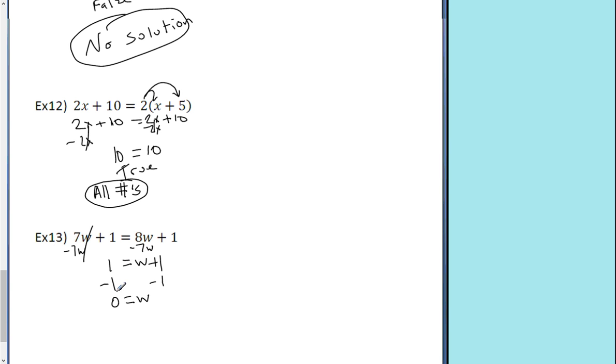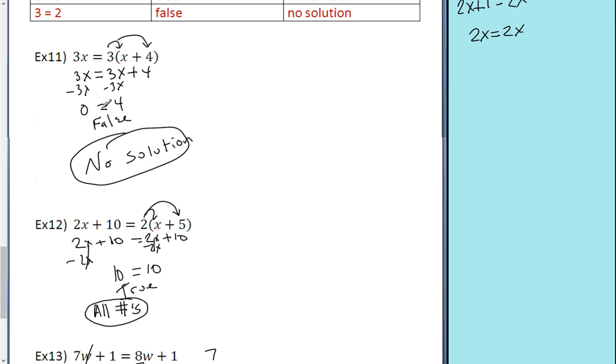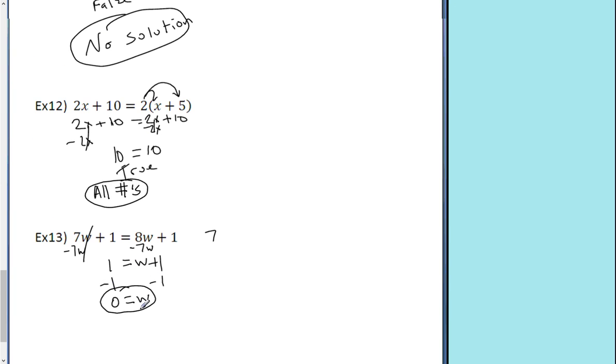Now some people will look at this and say that's no solution. It does have a solution. This is not no solution. There is a number that works, but the number that works is 0. In fact, you can test this one. The variables did not go away. Notice the variable is still there. In these other two examples, the variable went away here, the variable went away there. In this example, the variable did not go away, so it does have an answer, and it's 0.